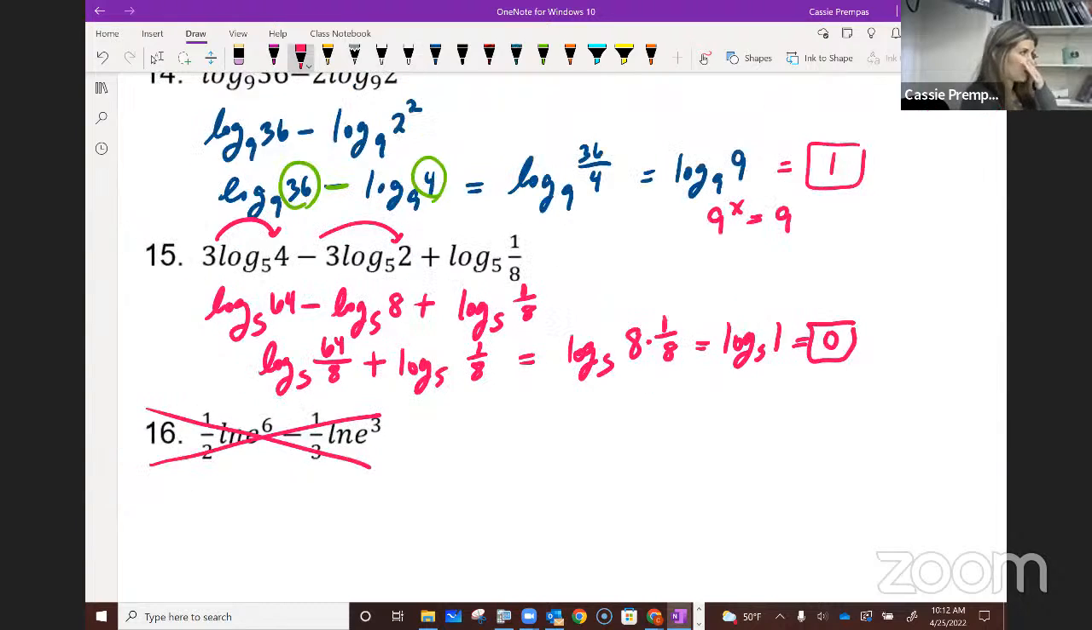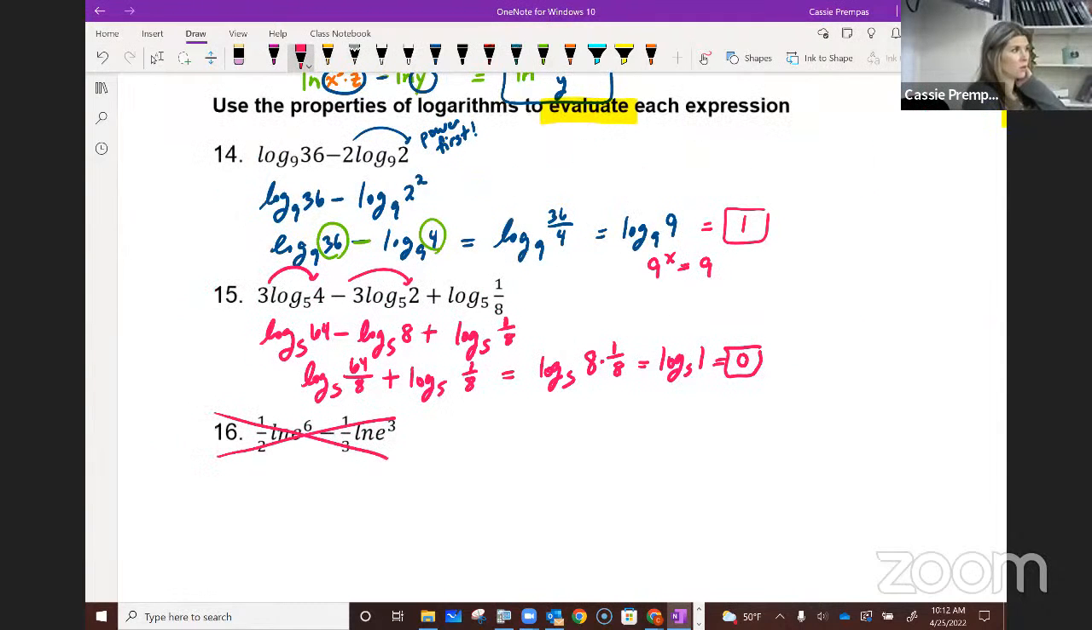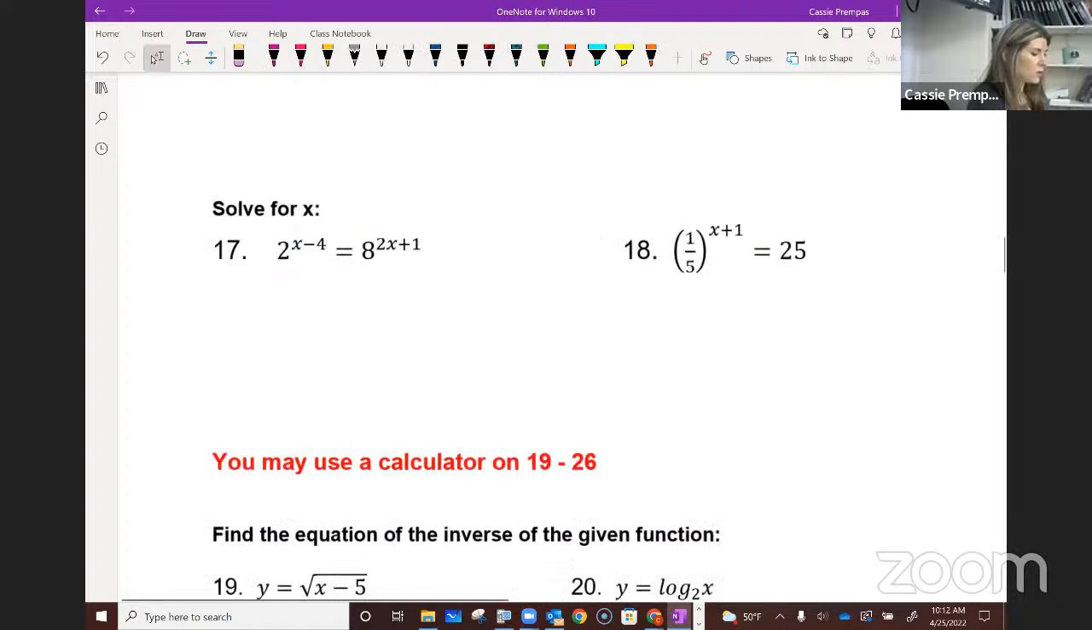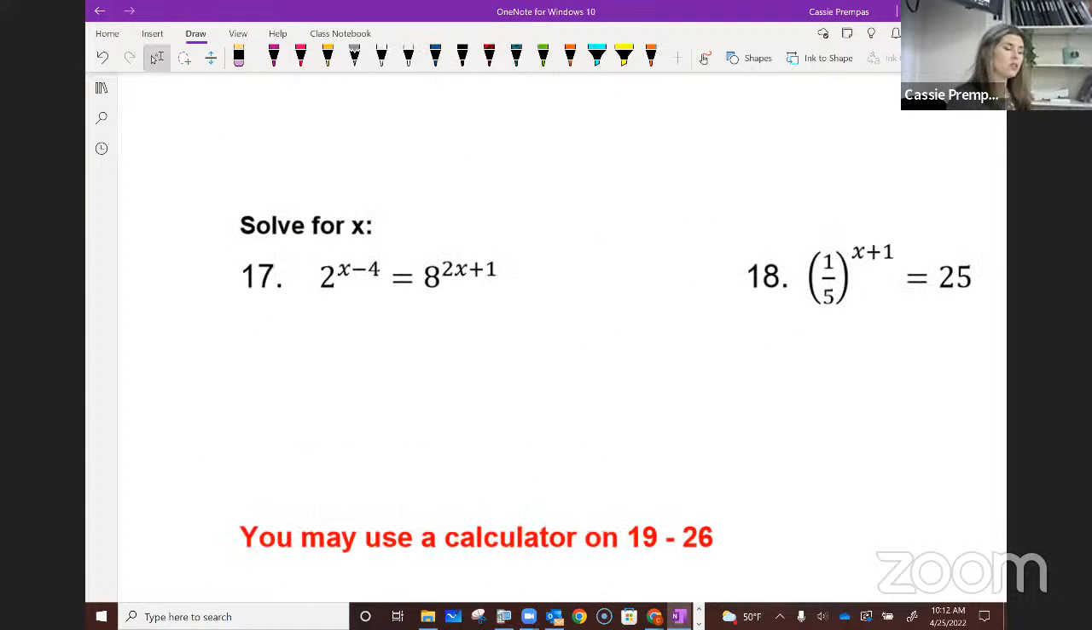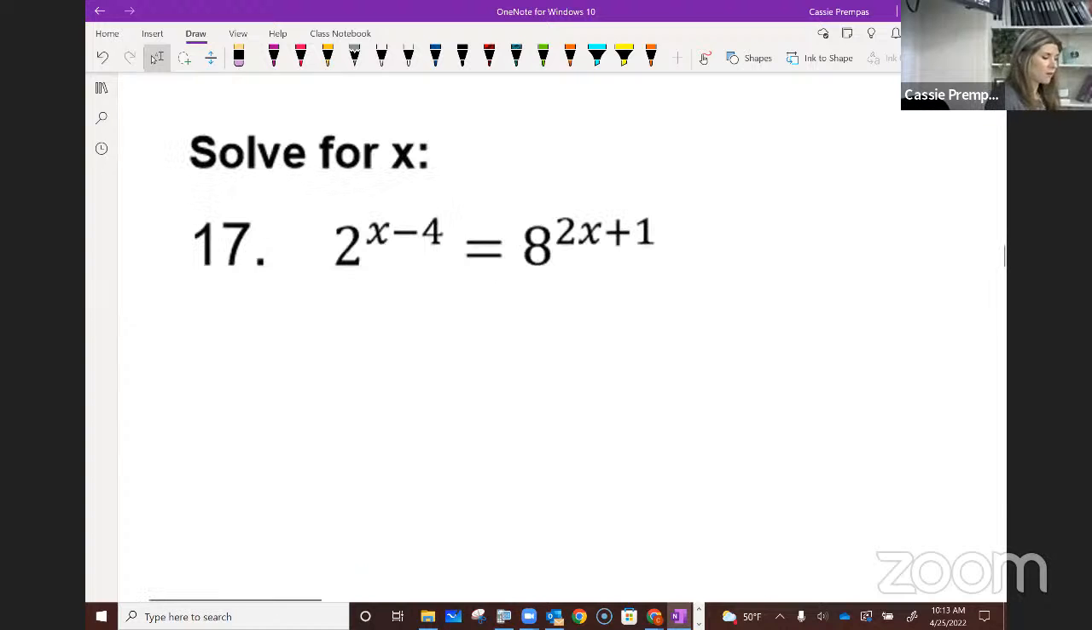Any questions on that? All right. Next, we solve exponential equations and logarithmic equations. Number 17, notice this is still on the non-calculator part of the review. We haven't touched our calculator yet, nor could we on the test. So number 17, if I can't use the calculator, what am I going to do here? Make the bases the same.